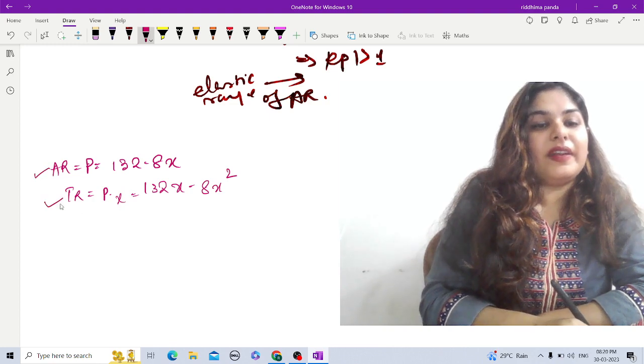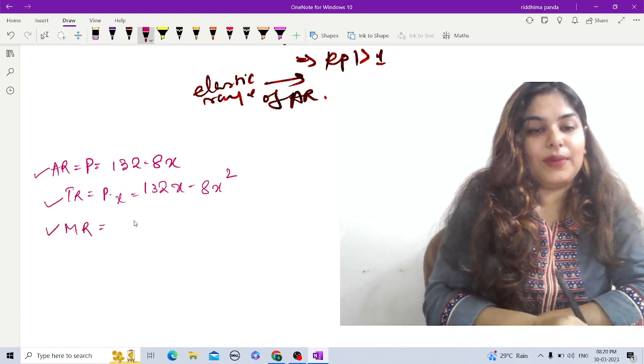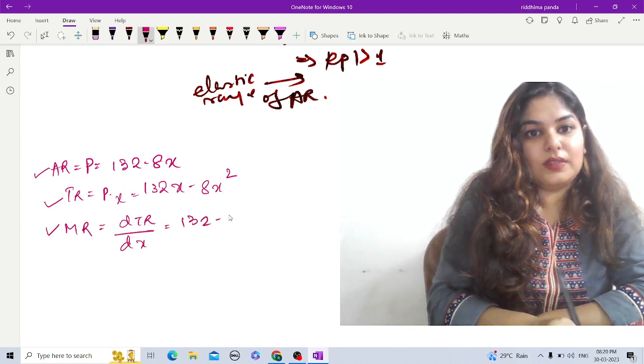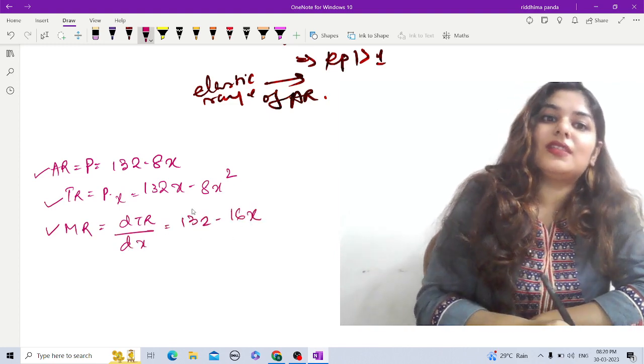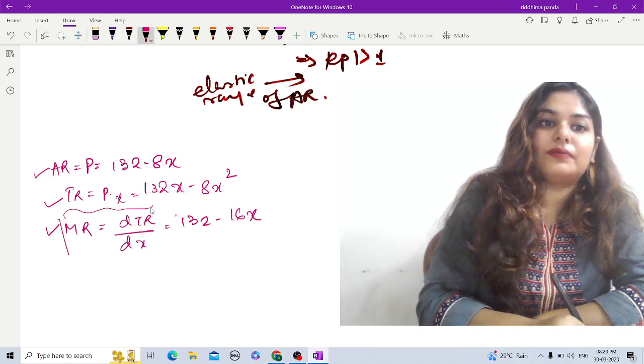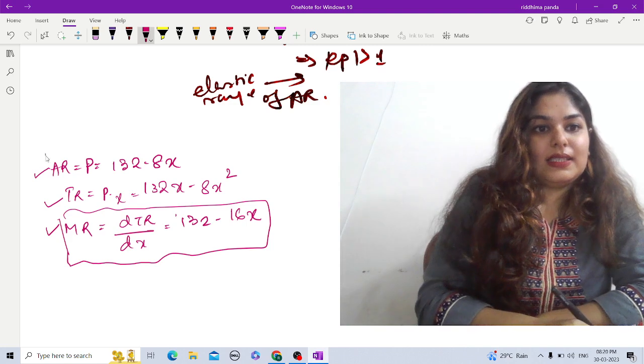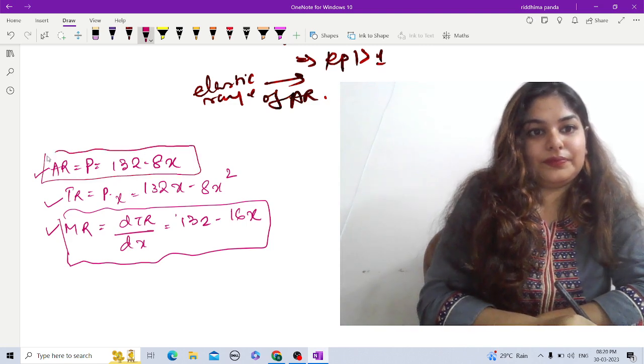So we have AR, we have TR. Now let's calculate MR. That is dTR by dx, equal to 132 minus 16x. So this is the MR. Now we have MR, and this is our AR.